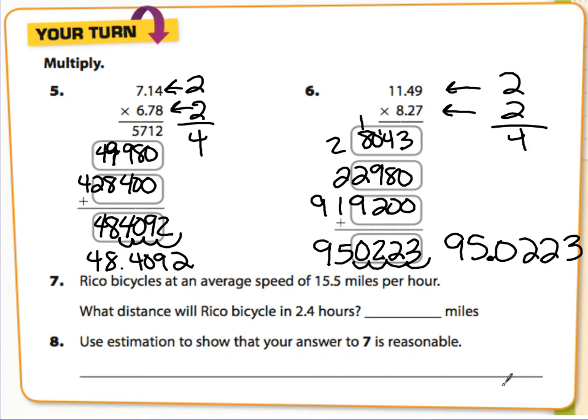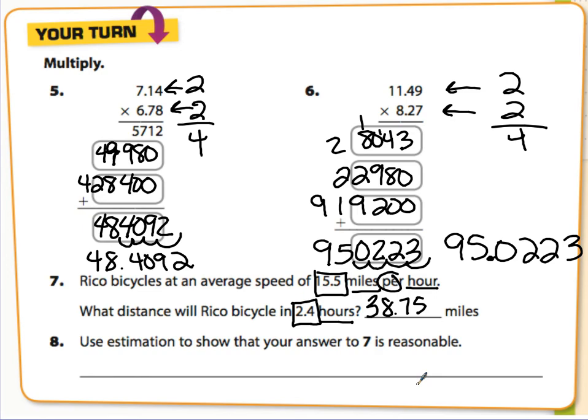Rico bicycles at an average speed of 15.5 miles per hour. What distance will Rico bicycle in 2 and 4/10 hours? Okay, for that one, you should have gotten 38 and 7/500 miles.